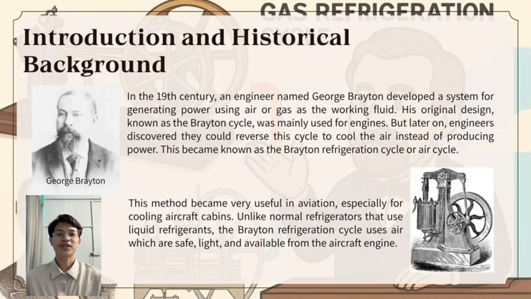Now, to give you some quick historical context, this whole idea started with George Brayton, a 19th century engineer. He originally designed what's called the Brayton cycle to generate power using gas. But engineers later found out that by reversing the process, they could actually use it for cooling. And that's how the Brayton refrigeration cycle came to be. It's especially useful in aviation because instead of using chemical refrigerants, it uses air, which is light, safe, and already available from the aircraft engines.